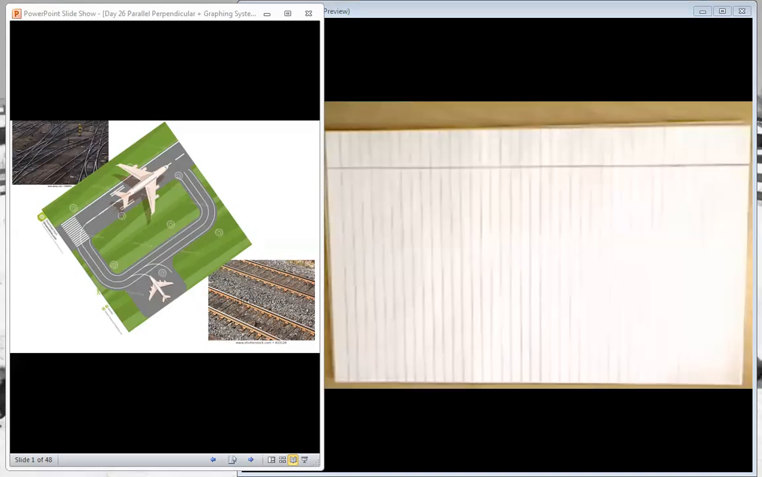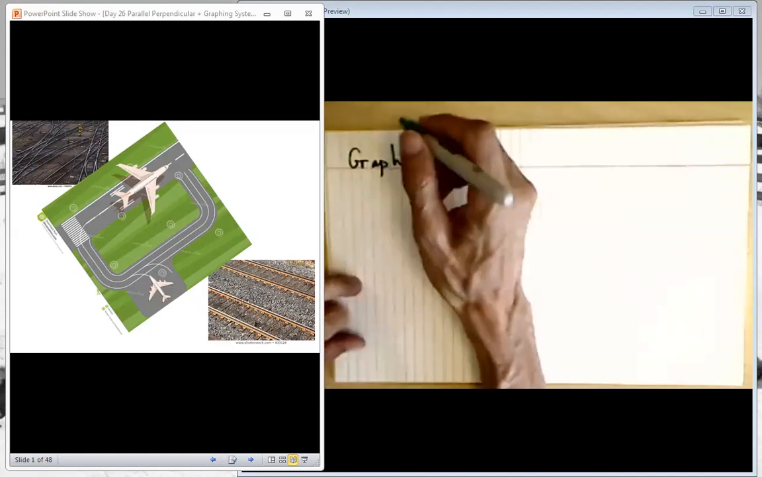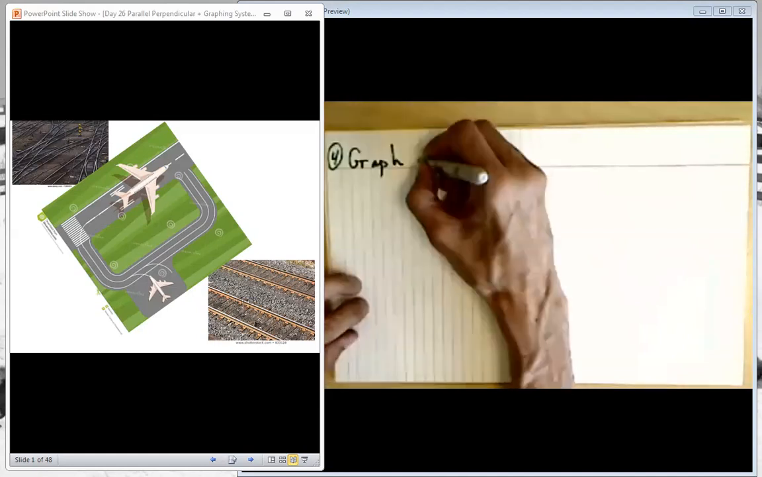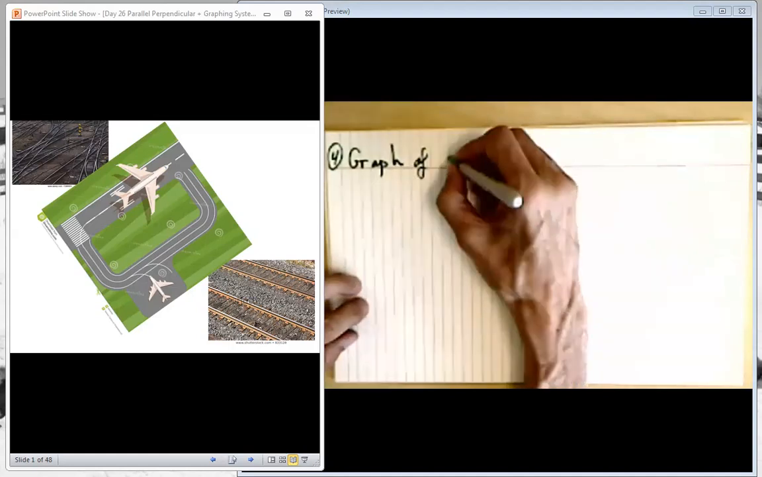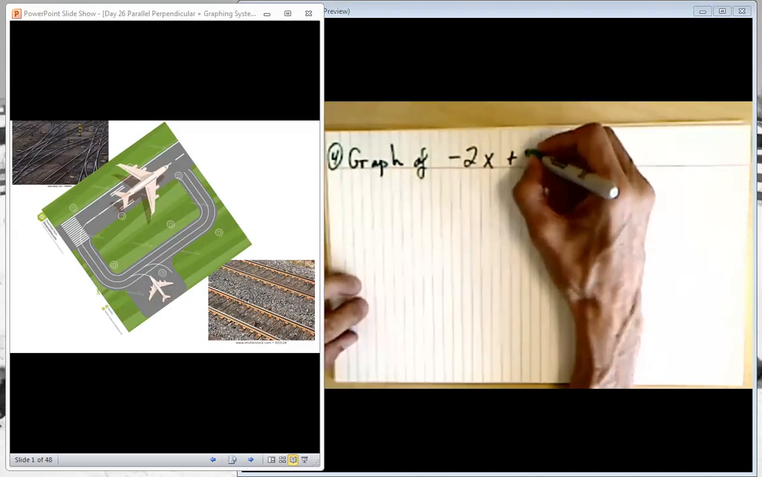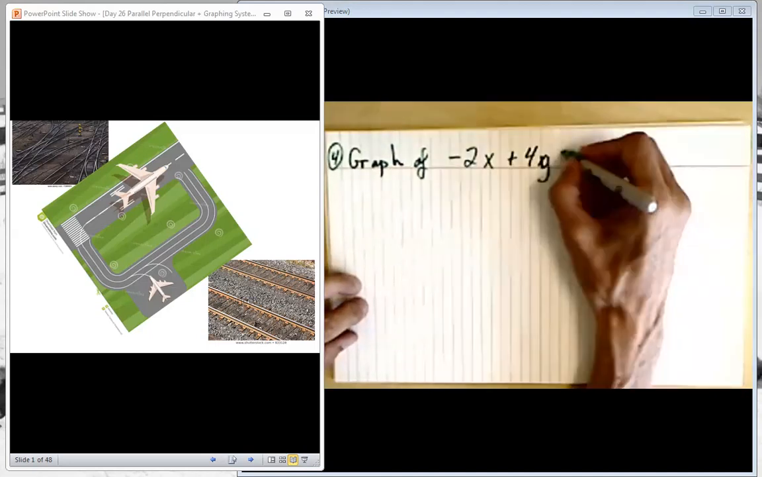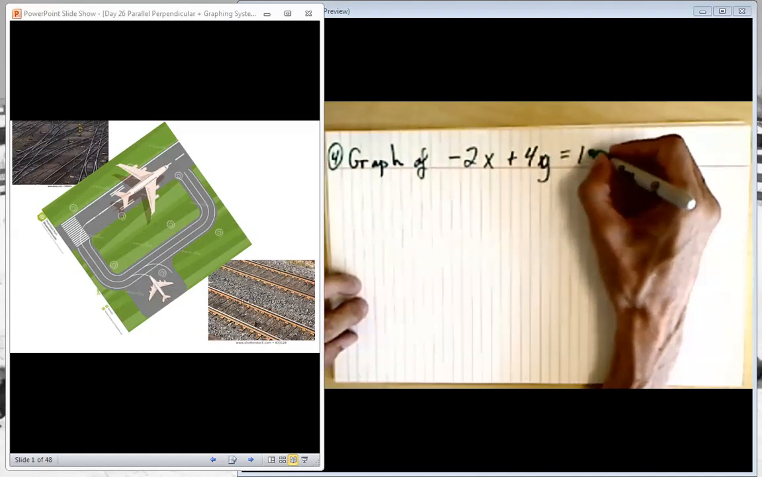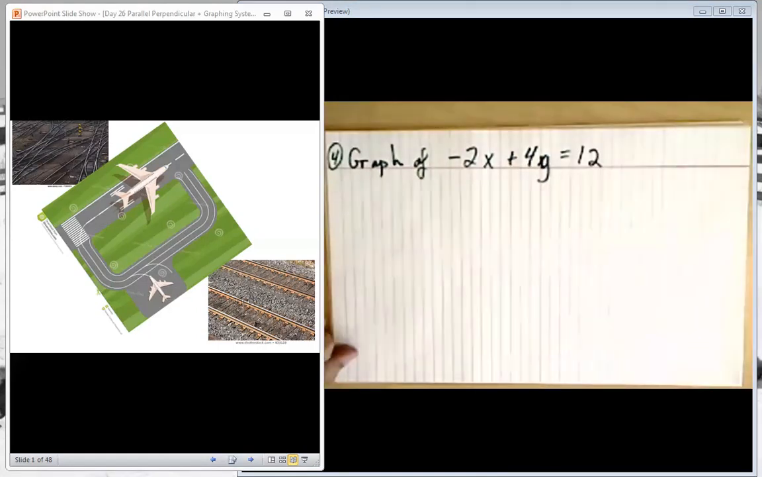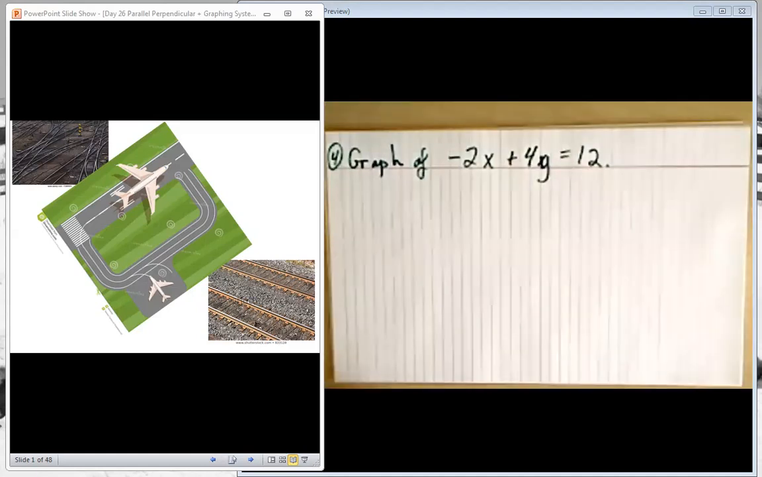Could you make, start to finish, can you create the graph of? Okay, so fourth warm up and last one. Create the graph of minus 2x. Whoops, that's a y. Plus 4y is equal to 12. Start to finish.